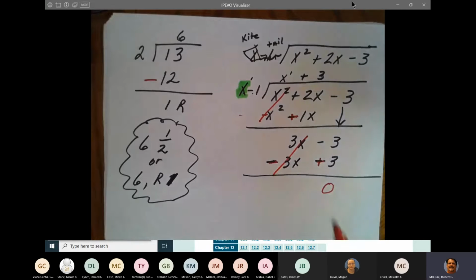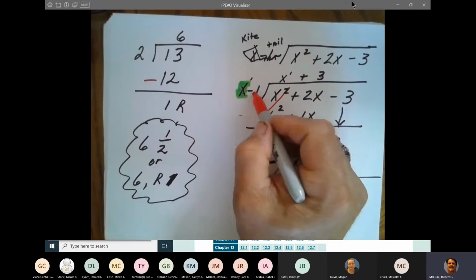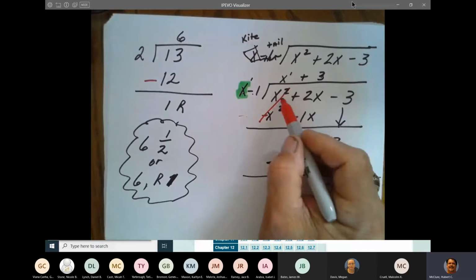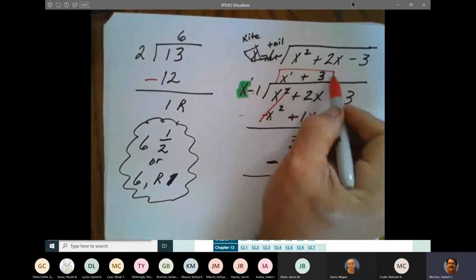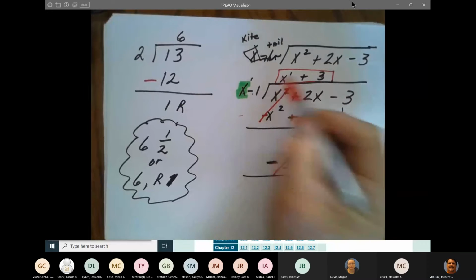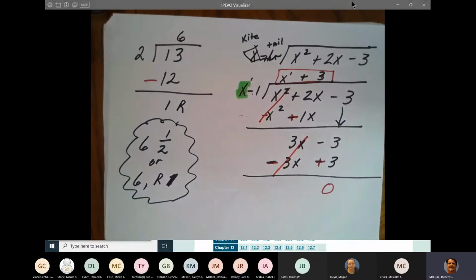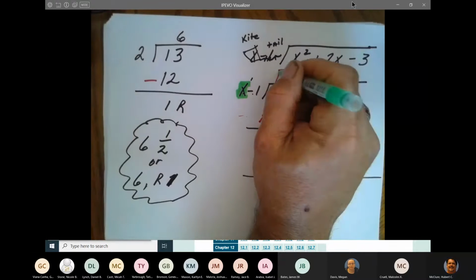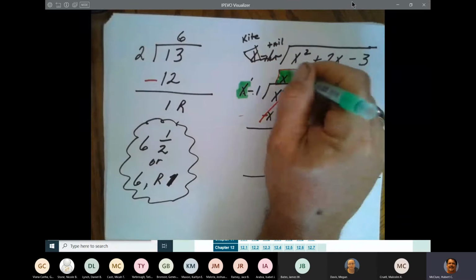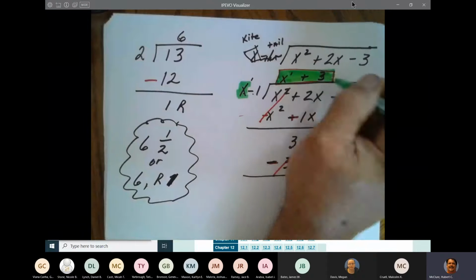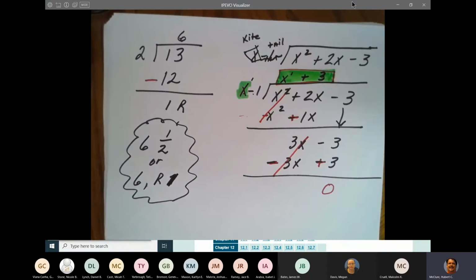So there's no remainder. So x minus 1 will go into x squared plus 2x minus 3, x plus 3 times. I'm going to highlight that green because that is the answer. There you go. And that's long division.